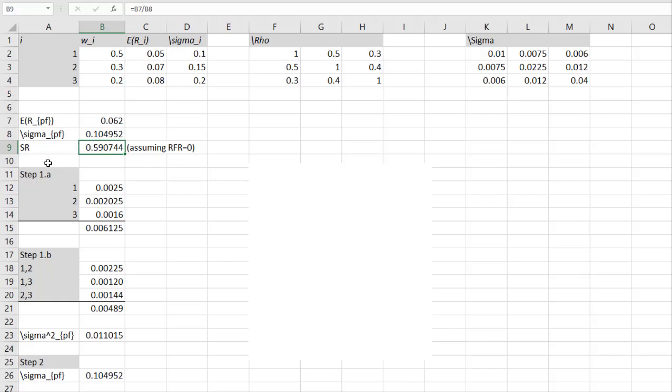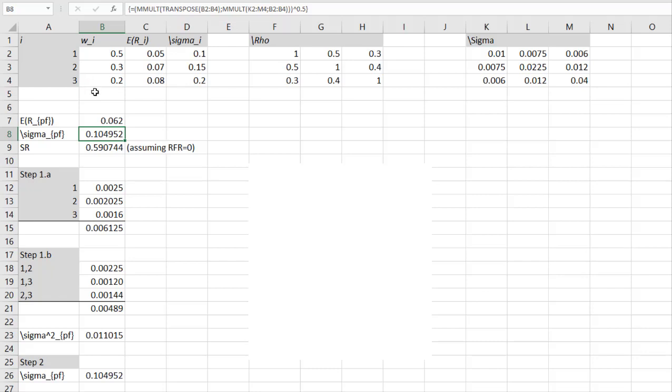If you have prepared a sheet like this one, you can also do some optimization procedures. For example, we could try to find the minimum variance portfolio. For the minimum variance portfolio, we would minimize the volatility by changing the portfolio weights.